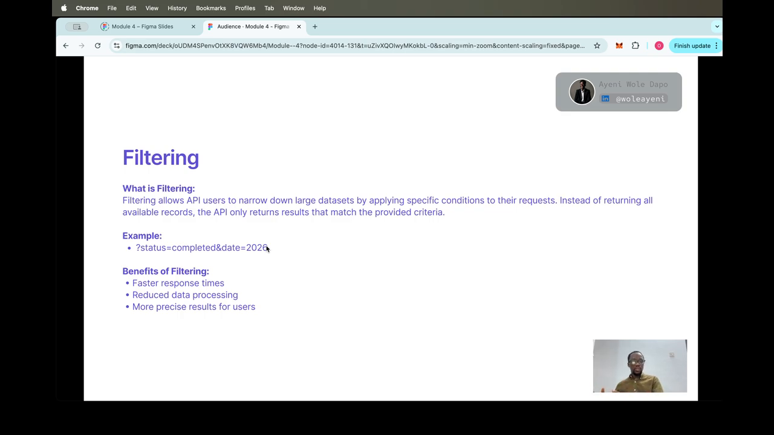I want the response from the API to show me only information of people that have the status as completed and the date as 2026. So what the API does is it goes into the database and checks for data that meets this criteria, and it returns it to the customer or the business or the developer. As a TPM building an API platform, filtering is one of the key capabilities your API should have. It will help improve performance of your platform and the usability of your API.